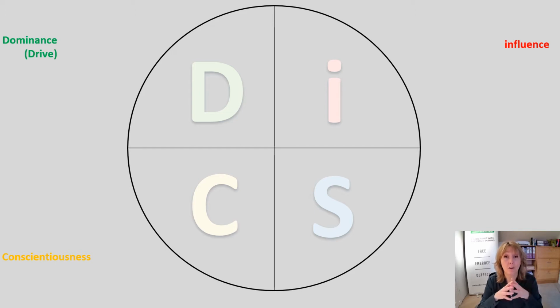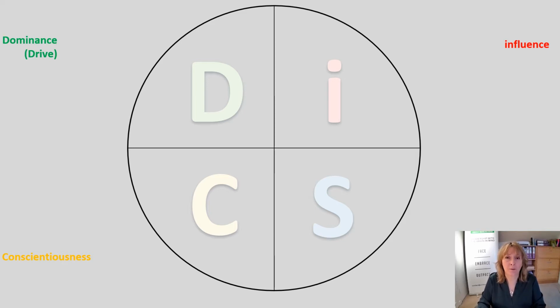You'll notice here on the screen that I've put D means dominance, which is what is in the reports and the models, with the word drive in brackets underneath. That's because I personally, after years of working with DiSC, feel that dominance is a word that has automatically quite negative connotations, and so I think the word drive better represents what the behaviours in this quadrant are about.